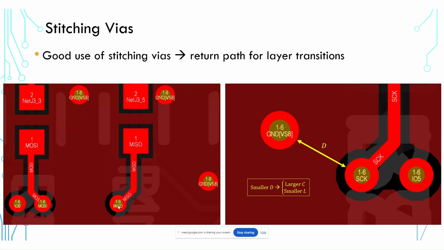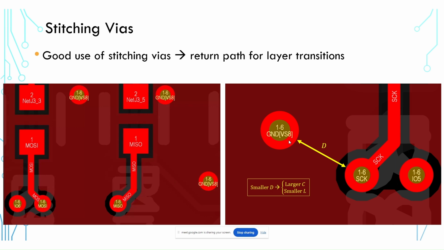Now, one reason we like to do this is, of course, when you start looking at what happens with signals that have to transition between two layers. So here we have the MOSI and MISO signals on an SPI interface. Here we have some stitching vias. These stitching vias appear automatically in the board.